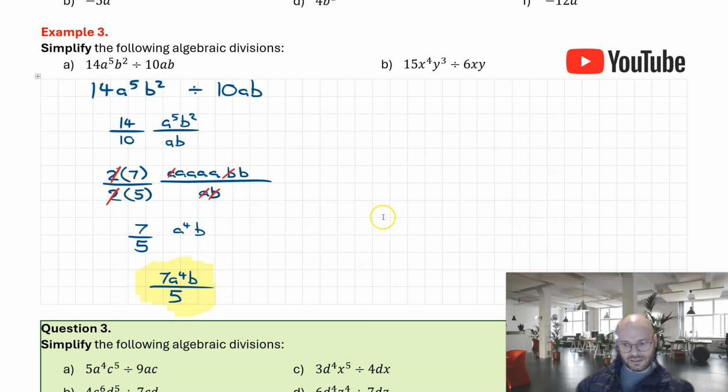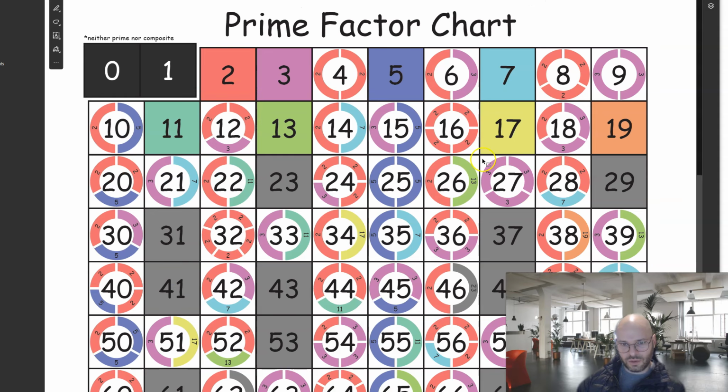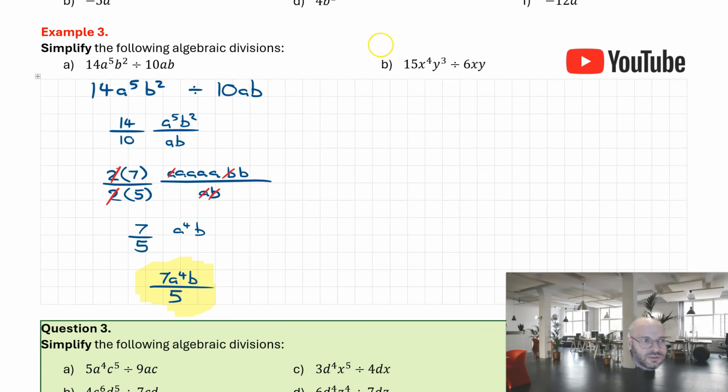So the takeaway here is when we are working with composites that can't divide into one another equally, we just leave it as a fraction. We can find the simplest form of the fraction with the help of a prime factor chart. Alright, next one.